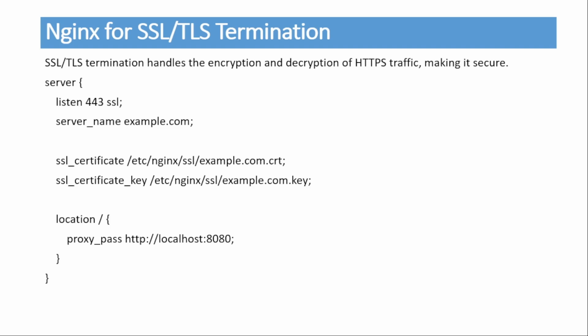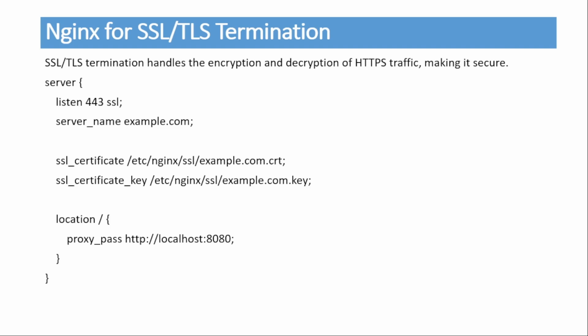The next one is NGINX for SSL and TLS termination. SSL/TLS termination handles the encryption and decryption of HTTPS traffic, making it secure. For example, your website uses HTTPS for secure connections. NGINX handles the SSL/TLS handshake and encryption. It decrypts incoming encrypted traffic before passing it to the backend server, and encrypts outgoing traffic before sending it to the user.